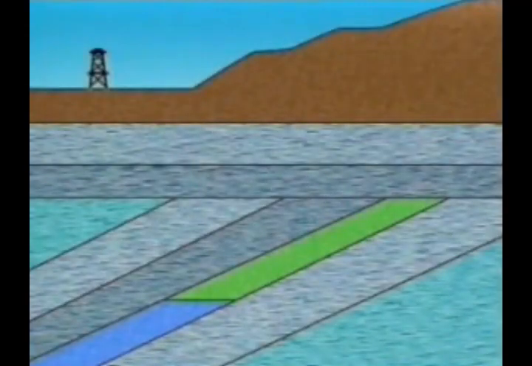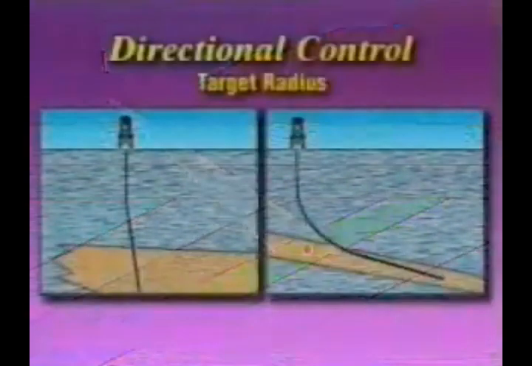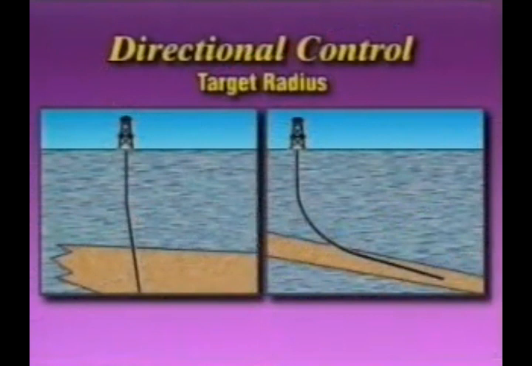Our goal in planning a well profile is to determine the most economic path from the surface to the bottom hole location. We first have to determine the target coordinates with respect to the proposed surface location. At the same time, we have to assign the target radius based on our well objectives.